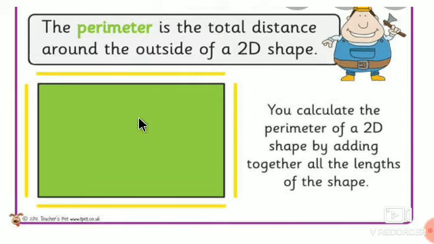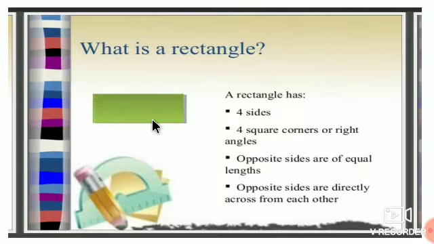Let's see what a rectangle is. A rectangle is a two-dimensional shape. It has four sides, 1, 2, 3 and 4. The rectangle also has four angles, and each angle is 90 degrees, meaning each angle is a right angle. A rectangle has four sides, four angles and four vertices. These are the four vertices. Understood?